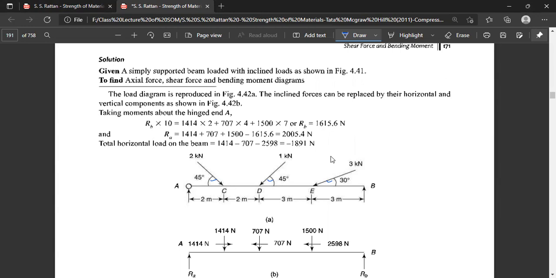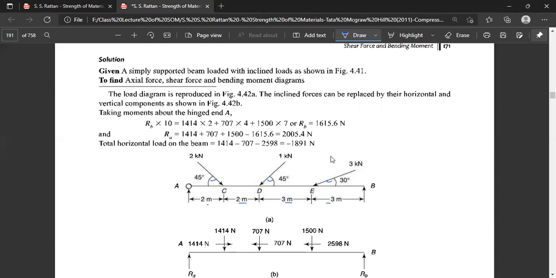The points C, D, and E are shown from the left end at distances of 2 meter, 2 meter, 3 meter, and 3 meter. It is simply supported at the right end B, and the beam is supported by a hinge at the left end A. As it has inclined loading, and all these inclined loads have a horizontal component which will make the beam move unless it is hinged at one end, the load diagram is shown here.